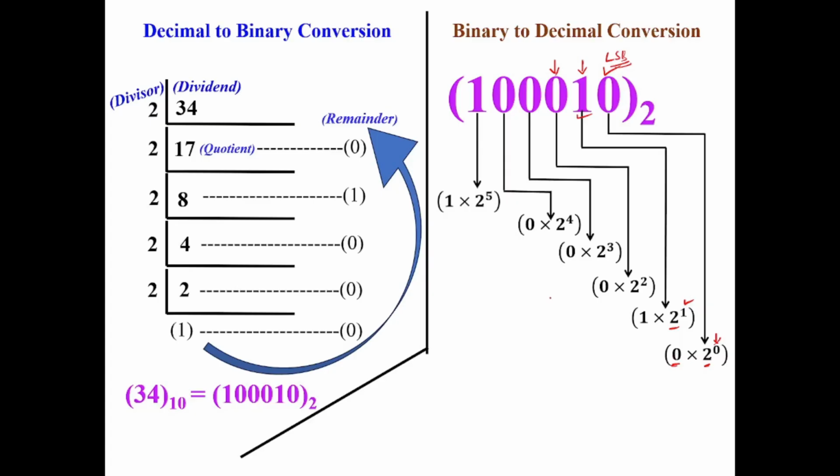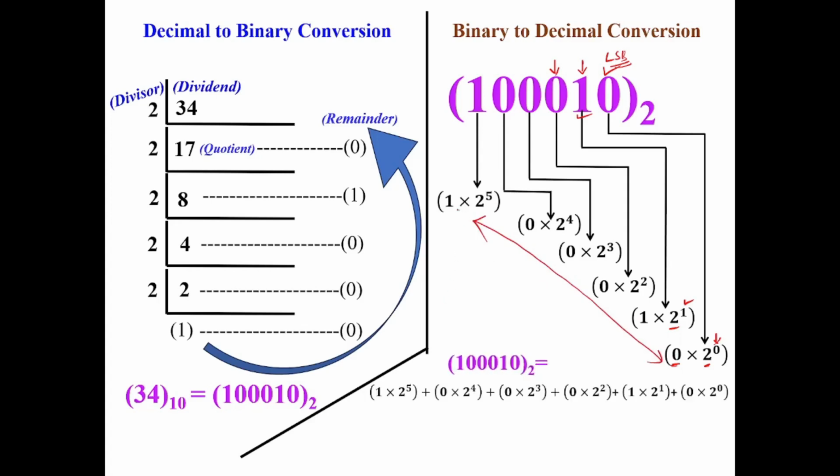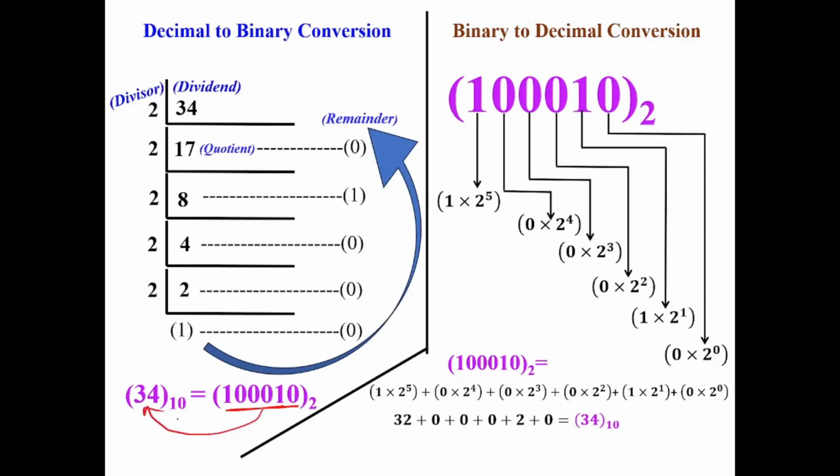In this way we consider each bit. Then we add these values, this value plus this value and so on. You just add them and you will find the value is 34. So here the binary number is converted to decimal, and it is found to be 34. So we have verified that this binary number is the binary number of the decimal number 34. Okay.